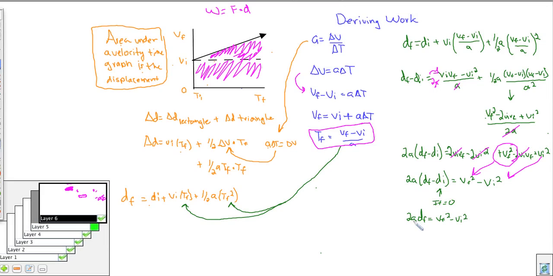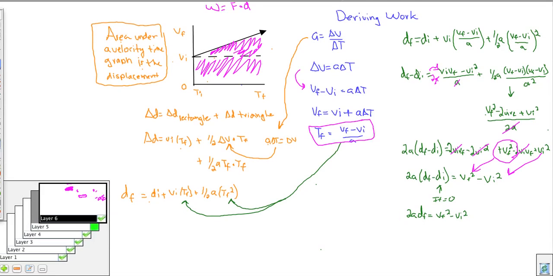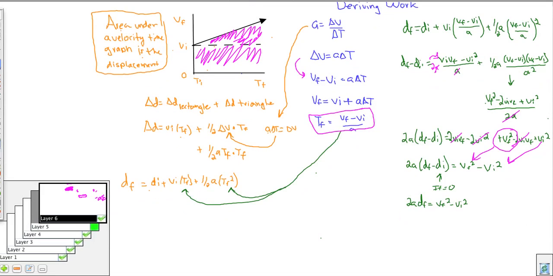2 times the acceleration times the final distance equals the velocity final squared minus the velocity initial squared. So hopefully you can see how we got finally down to this point. Now, here's where the magic happens. So let's look at that.